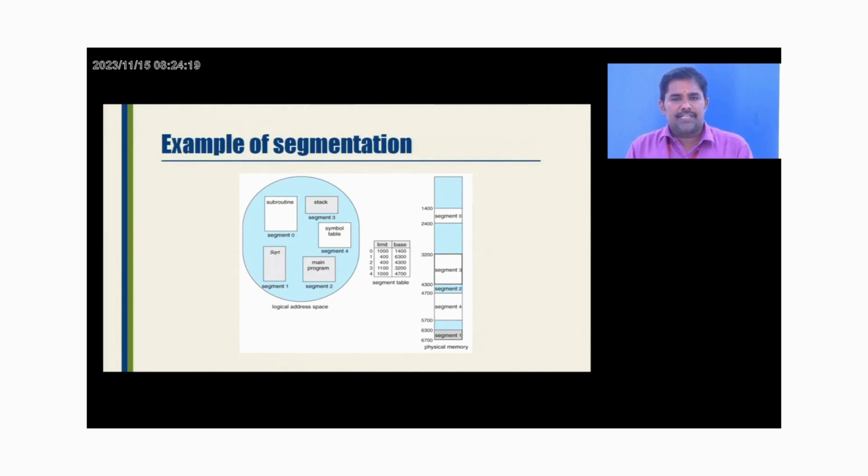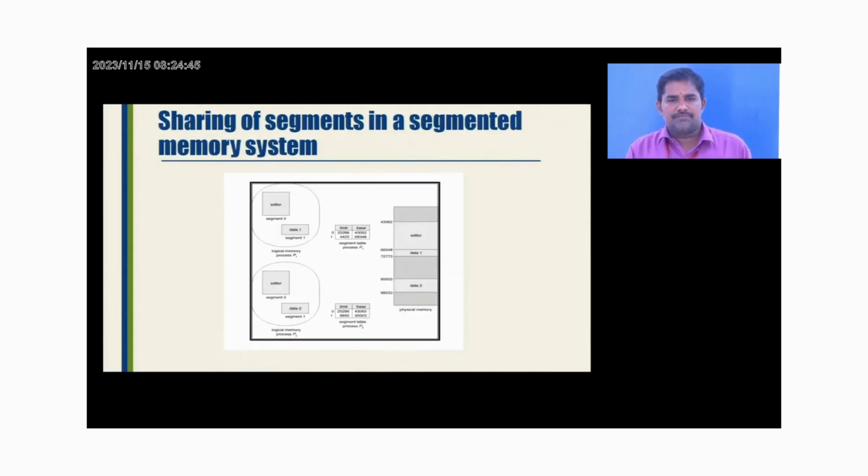Say, for example, in the segment table, we have considered segment 0. For segment 0, the starting address, that is the base address, is 1400. We have a limit of 1000, so you may take 1000 lines of instruction or 1000 addresses. 1400 plus 1000 is 2400. So that was the region of segment 0. Likewise, you can compare all the other remaining values with the limit.